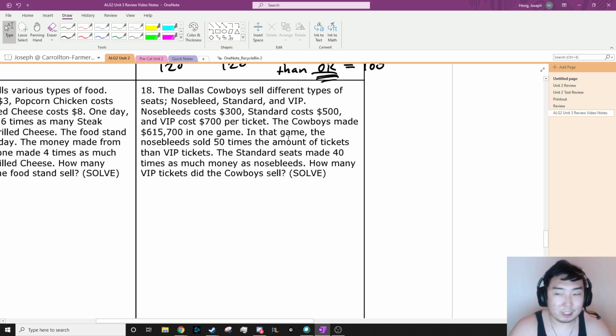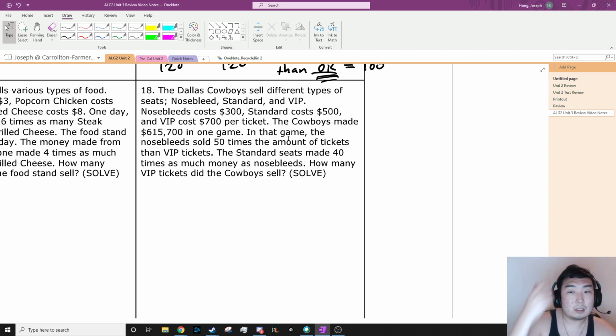We made these numbers easy. It's usually not that simple because you have to talk about tax and stuff, but this is just a hypothetical. Jerry Jones, who is the owner of the Cowboys, made $615,700 in one game. He loves money. In that game, the nosebleeds sold 50 times the amount of the tickets for VIP. The standard seats made 40 times as much money as the nosebleeds. How many VIP tickets did the Cowboys sell?